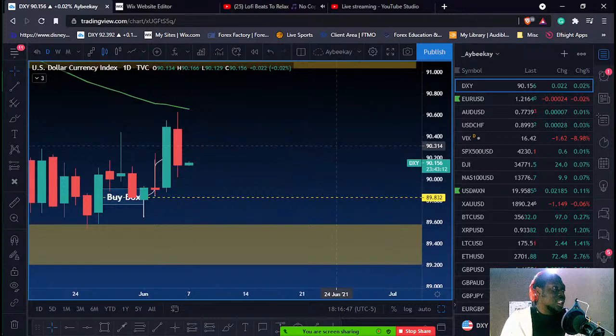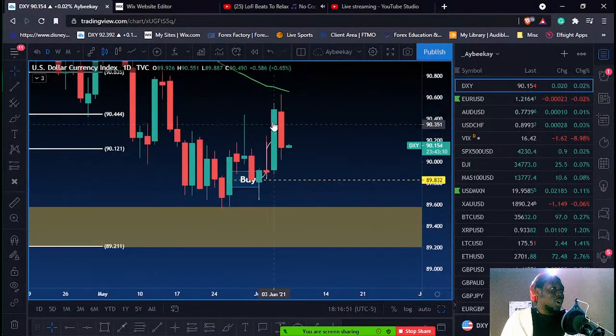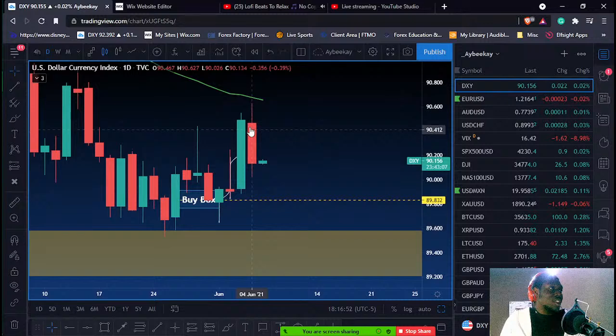And so even with the daily time frame, I do like this bullish engulfing candle that we have right here. And then the daily candle that came right after it didn't necessarily engulf it either.